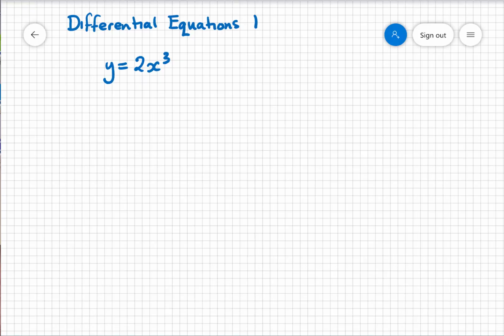This is the beginning of our work on differential equations, and we're going to be looking at differential equations of the first order. I've written an equation y equals 2x cubed, and that's something that you know that you can differentiate. So if we were to do that, we would find that dy by dx is equal to 6x squared. And dy by dx equals 6x squared is an example of a first order differential equation.